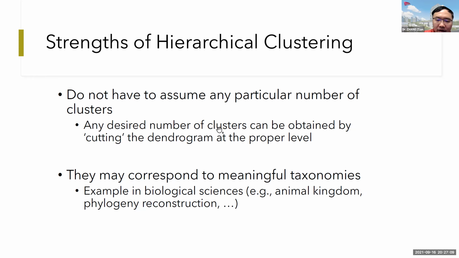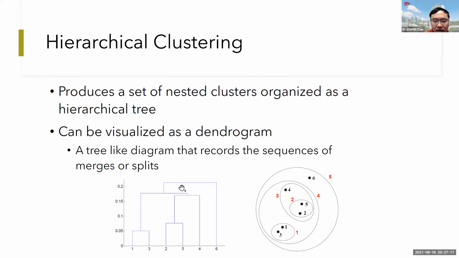Any desired number of clusters can be obtained by cutting the dendrogram at the proper level. For example, if you say, for these data points, I would like to have just 2 clusters, then I will cut here. Then we have 1 cluster here and another cluster here. So if you want to split, you can determine where to cut, to produce the separated clusters.